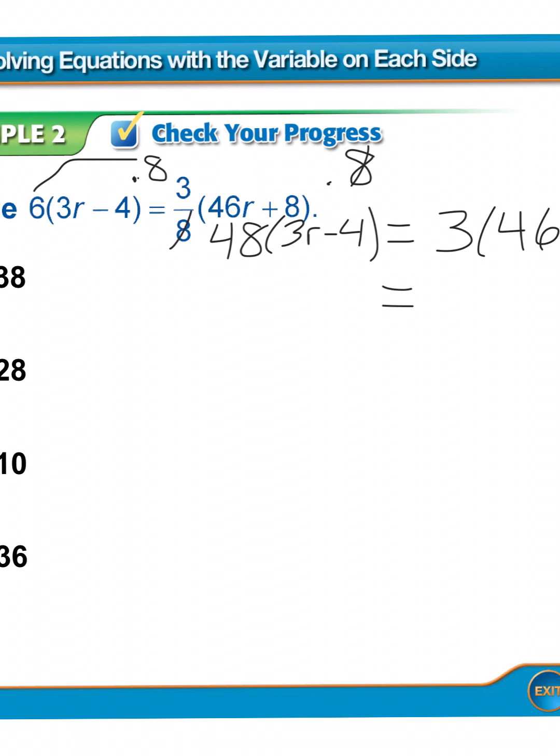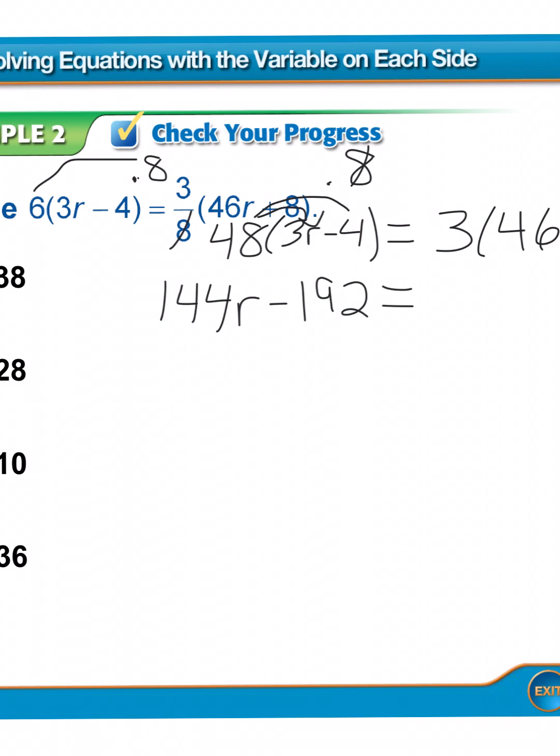What should we do? Because we want to simplify the sides first before we start combining. What do we need to do first? What do we do before combining like terms? Distribute on both sides. So we have 48 times 3. What's 48 times 3? 144. What's 48 times 4? 192. What do we do on the right side?